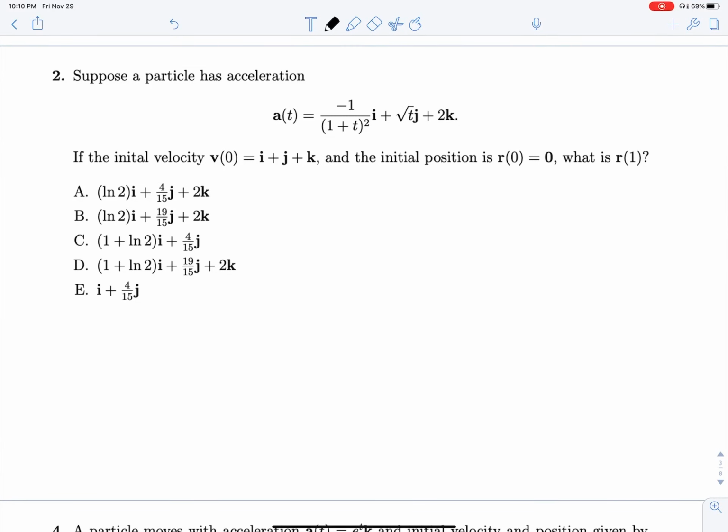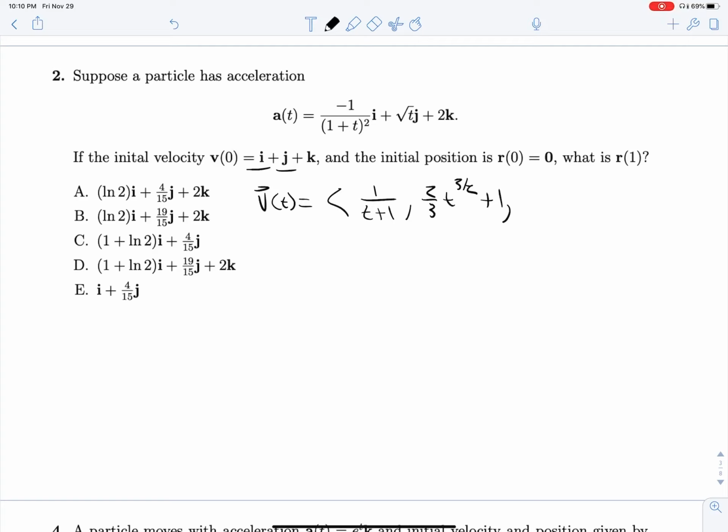Let's suppose that a particle has this acceleration with an initial velocity and an initial position, and we're asked to find r of 1. This is feeling very similar already to last time. So let's integrate. We're going to find that v of t is 1 over t plus 1. And let's see, do we need to change anything? Well, for t equal to 0, this is equal to 1, so no. Then over here, we're going to get 2/3 t to the 3/2. And yes, we will need to add 1 to that to match this for t equal to 0.